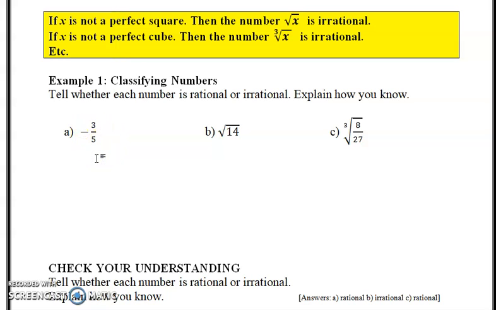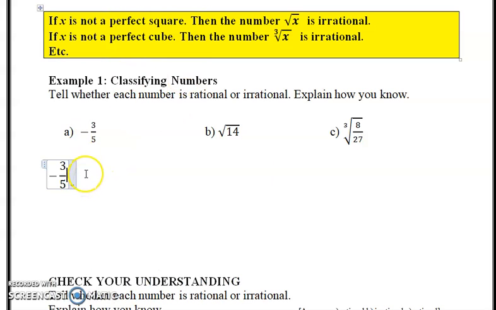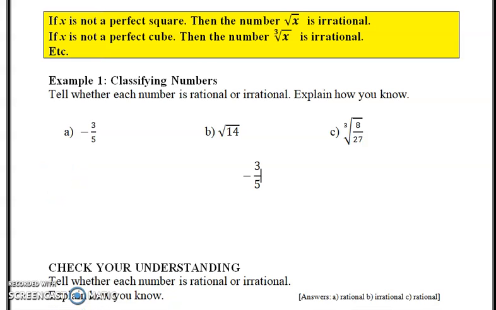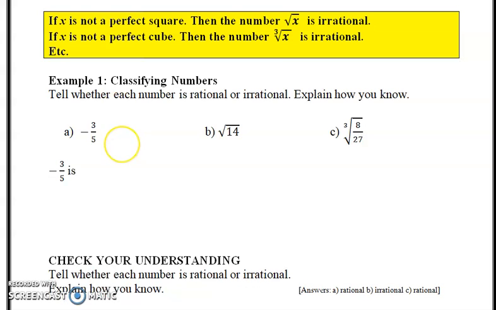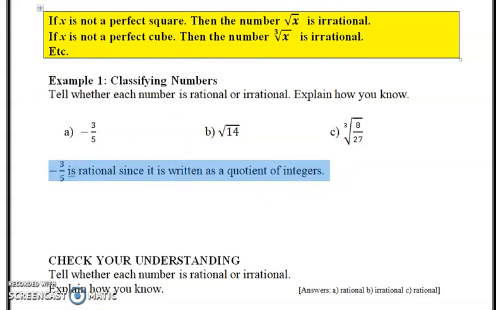So we can say that negative 3/5 is rational since it is written as a quotient of integers. So basically, if you can write this as a fraction, you're good to go.